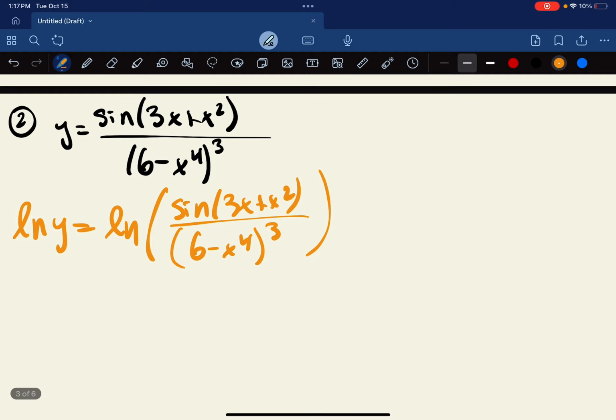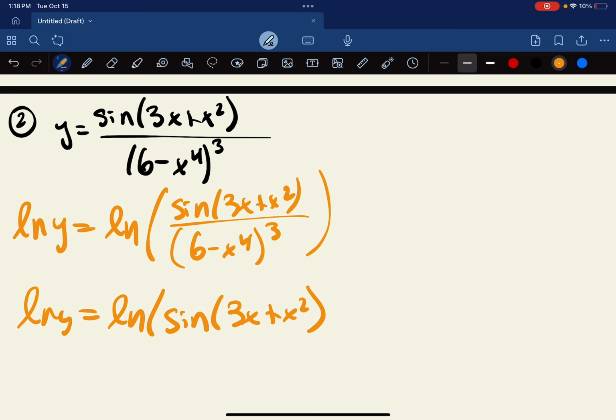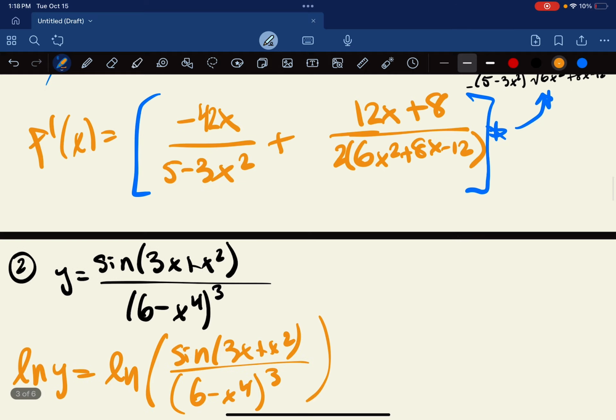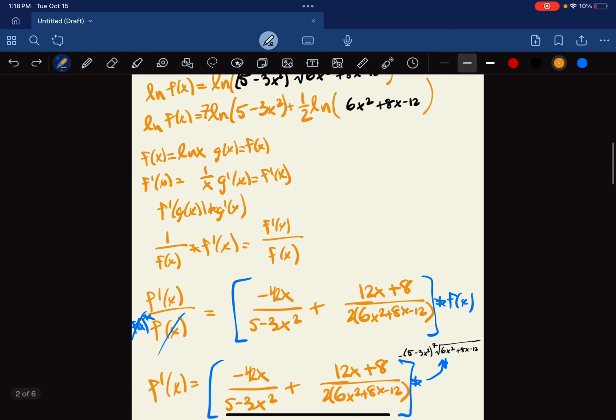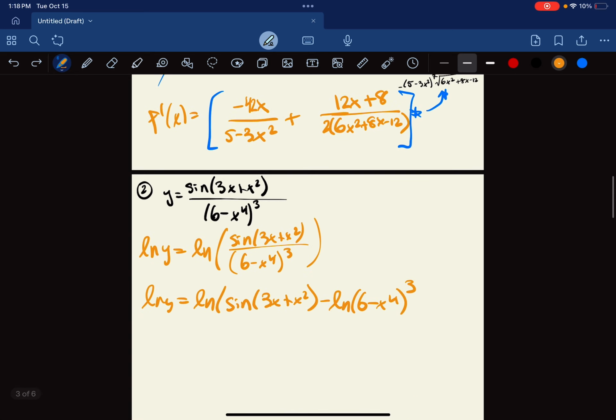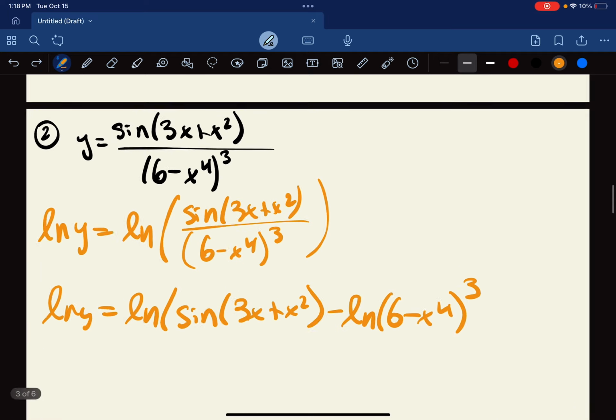Then, okay, so then ln y equals, and we pull this apart, so that's ln of sine of 3x plus x squared, minus ln of 6 minus x to the fourth to the third power, because while multiplication within the logarithm is addition outside of it, division inside of the logarithm, right, is subtraction outside of it. So we would subtract those two.